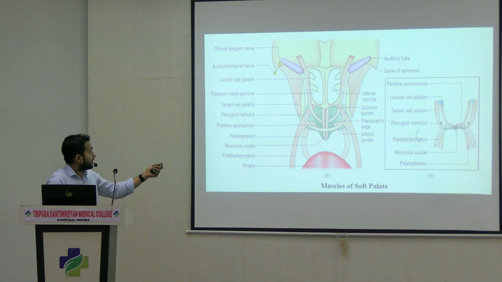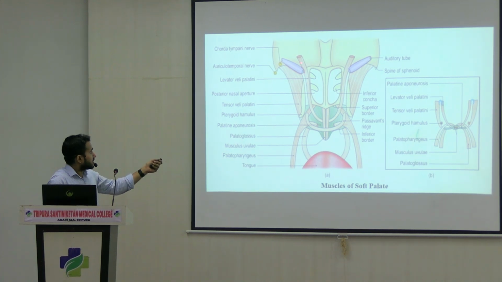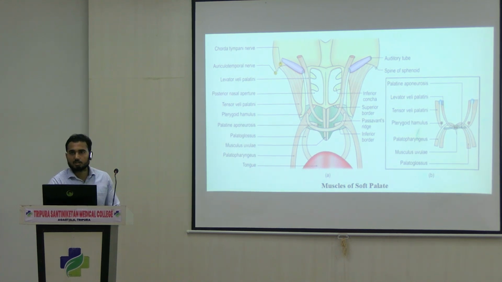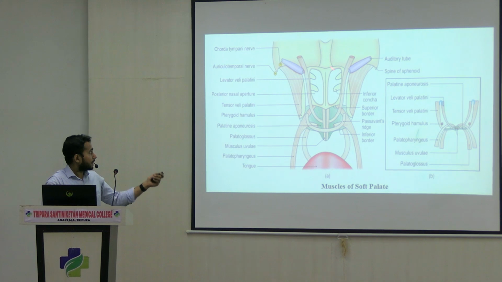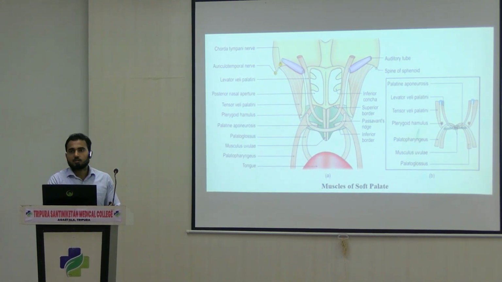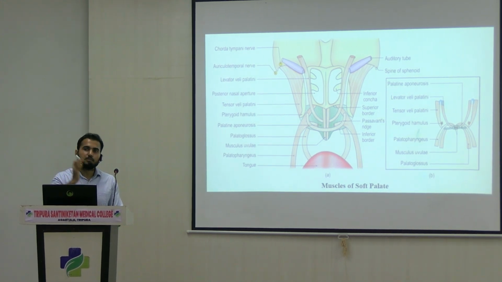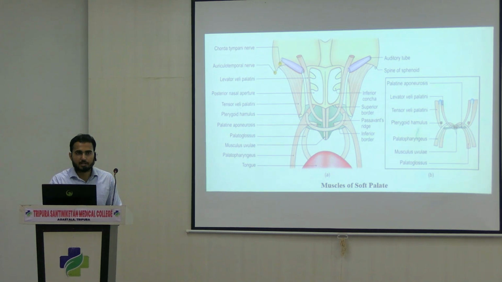Next you can see the levator veli palatini. See, this is the levator veli palatini. It is also arising from the auditory tube or pharyngotympanic tube, and along with that it arises from the temporal bone, the petrous part of the temporal bone, and it is also attached to the palatine aponeurosis. So this is levator veli palatini and tensor veli palatini.